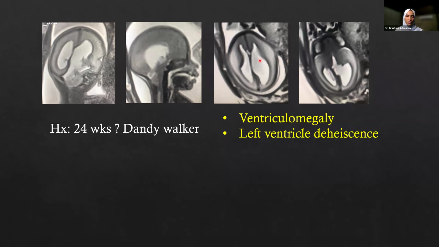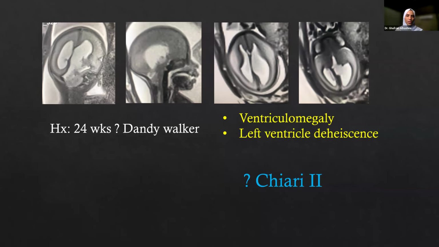The brain images showed a lemon-shaped appearance of the skull. And this image shows better the dehiscence of the medial wall of the left lateral ventricle. So seeing these findings points to the diagnosis of Chiari 2.